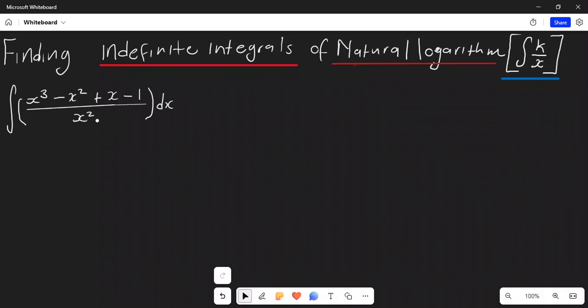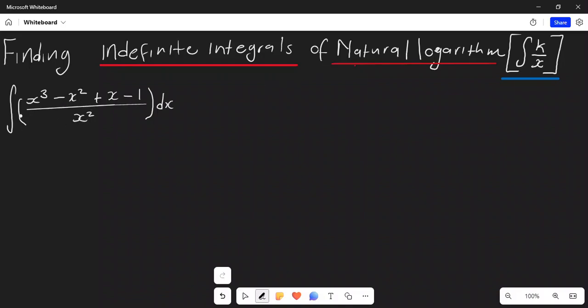All right guys, so this is the problem that we need to do. Now before we integrate or find the integral of this problem, we need to simplify it. I know the topic says finding the indefinite integral of the natural log, but when I look at this, it's not only the natural log. Since we are busy with natural logs, hence I let it be like this. All right, so you have to find others as well.